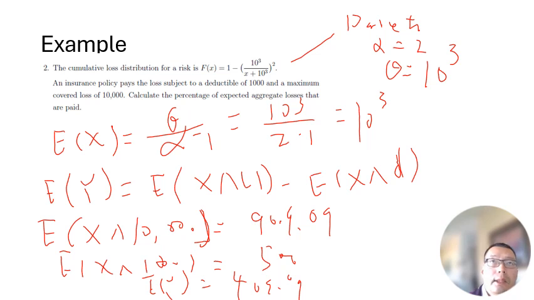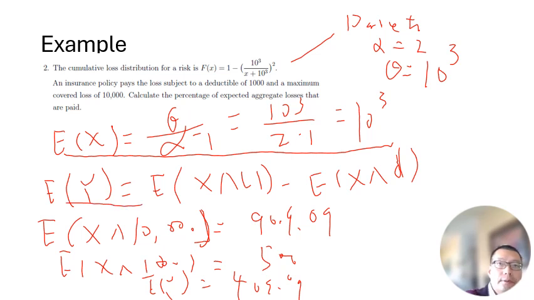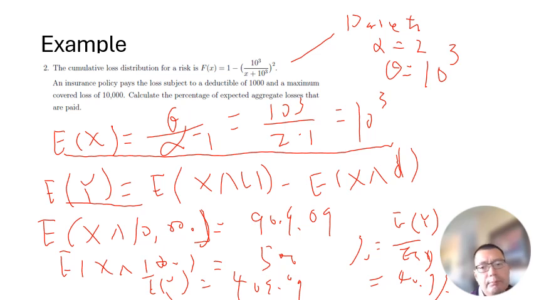So the percentage of expected aggregate loss that is paid, it means this is the expected value of a loss. This is the expected payment. So the percentage they're asking is EY divided by EX, which is about 40.9%. This question is actually not very strictly related to what we learned earlier, but it's nice to practice too.